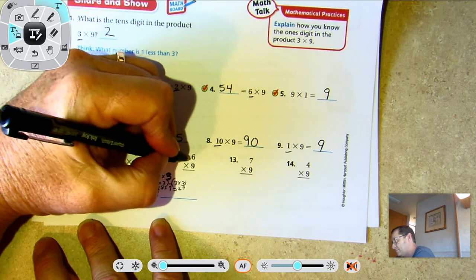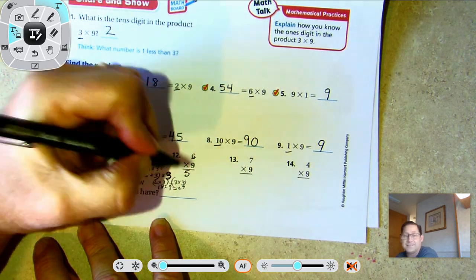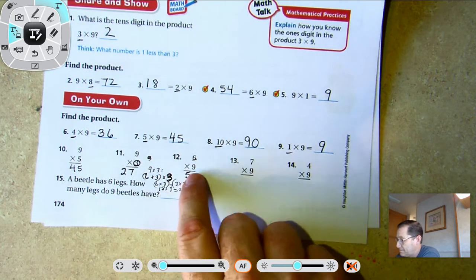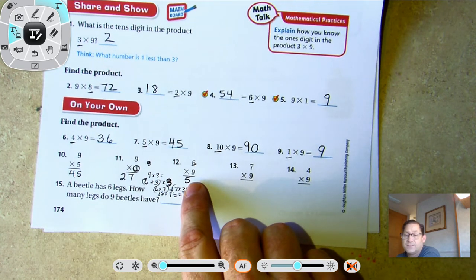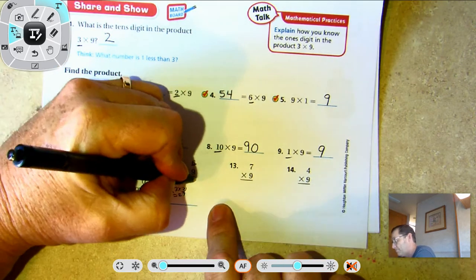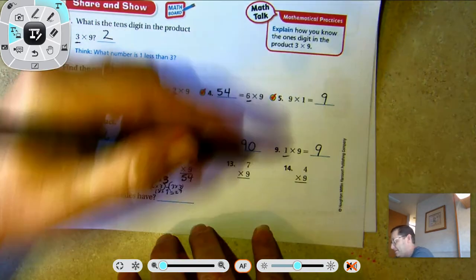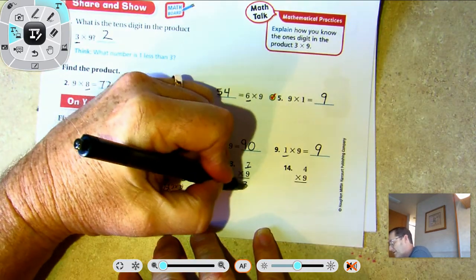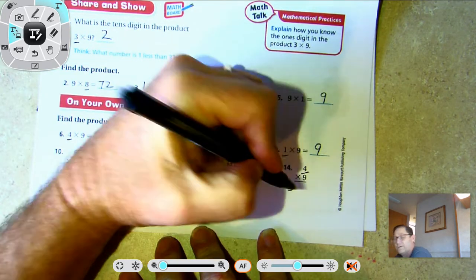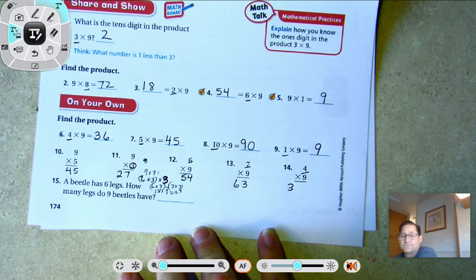9 times 6. The tens digit will be 1 less than 6. And the sum of the digits in the product has to add up to 9. 5 plus what is 9? 5, 6, 7, 8, 9, 4. 9 times 7. 6 plus 3, 63. 9 times 4. 1 less than the 4, and it has to add up to 9 total.